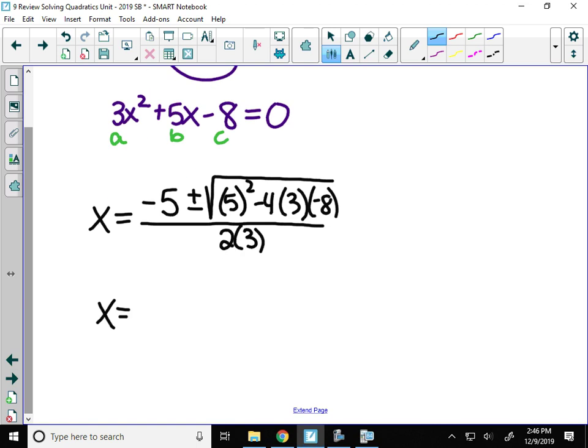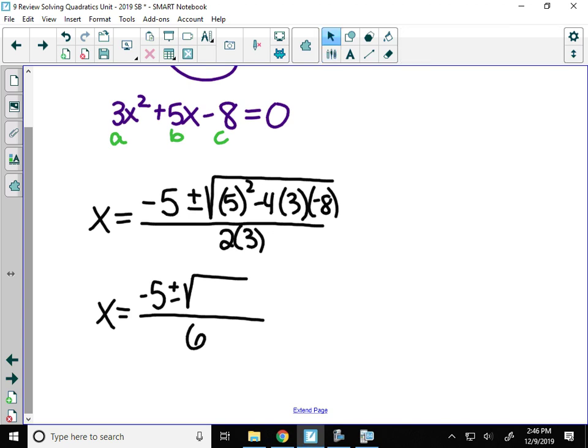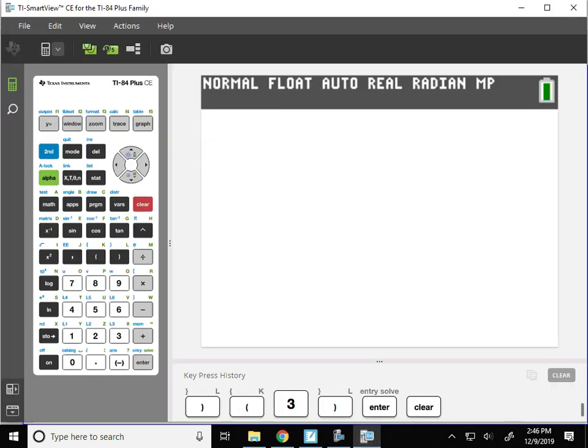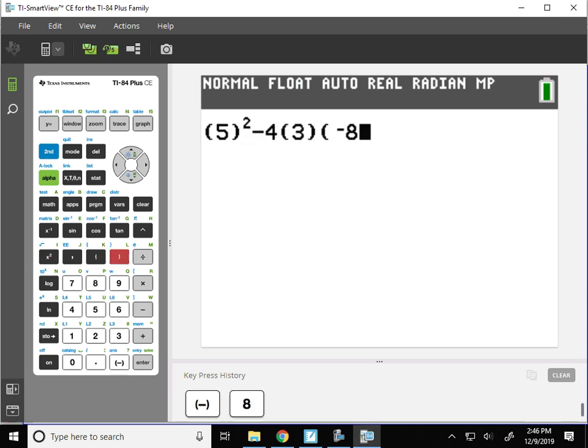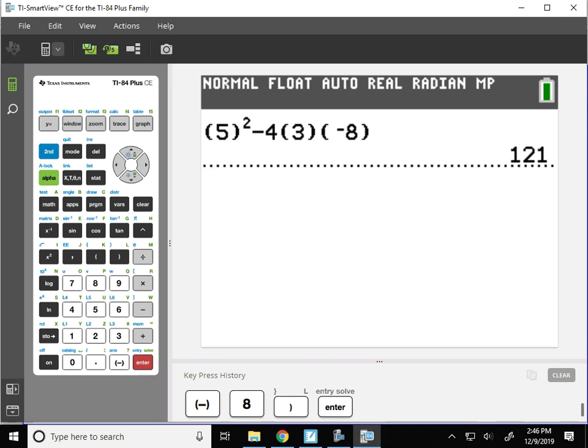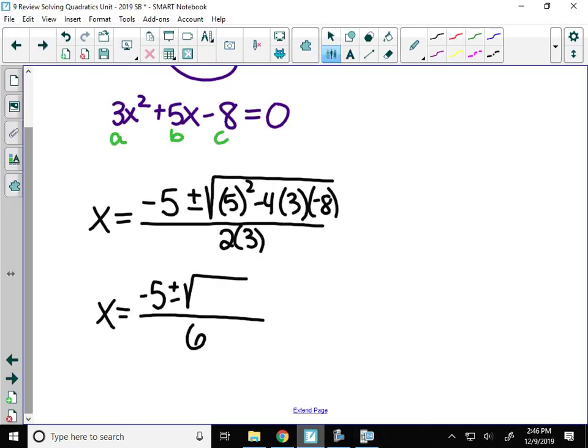Okay. So let's simplify. Let's put our discriminant into our calculator to fill in under the radical. So we will have 5 squared minus 4ac. And you get 121. Now you should hopefully remember and recognize that 121 is a perfect square. So what you can do is simplify that to be negative 5 plus or minus 11 over 6.